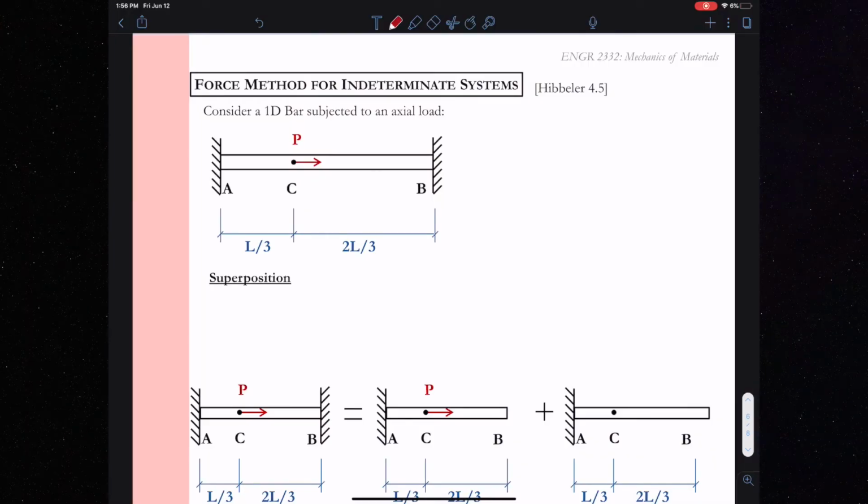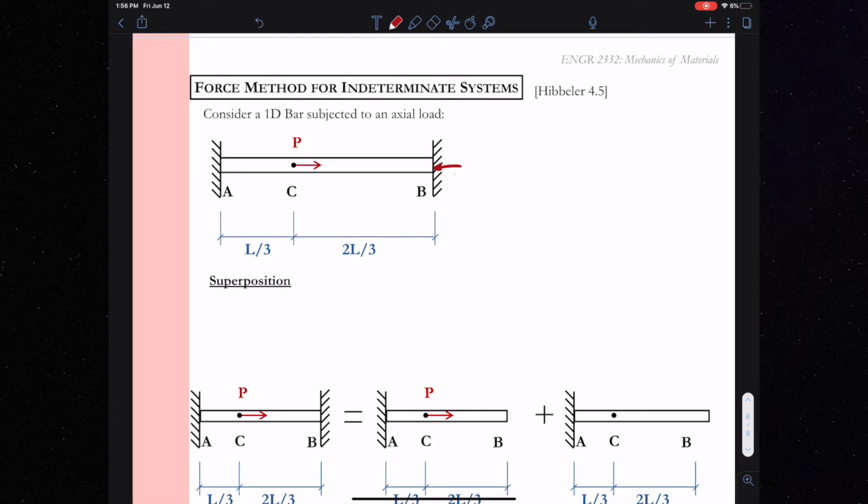Please teach me how to use the force method. And I shall. Alright, so hopefully you're ready to learn the force method for indeterminate structures.